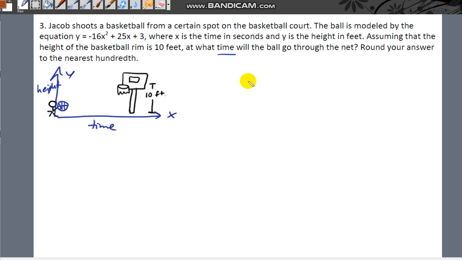What I see is we're given a formula. This is modeled by some sort of equation: y equals negative 16x squared plus 25x plus 3. What we know is y is the height in feet. So what this means is we're trying to figure out where the ball will pass through the net.